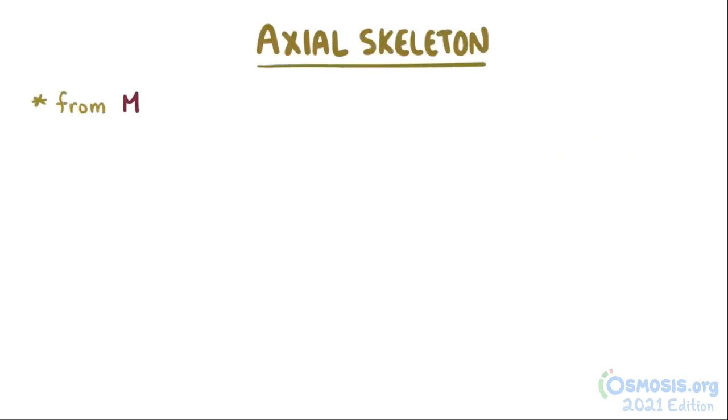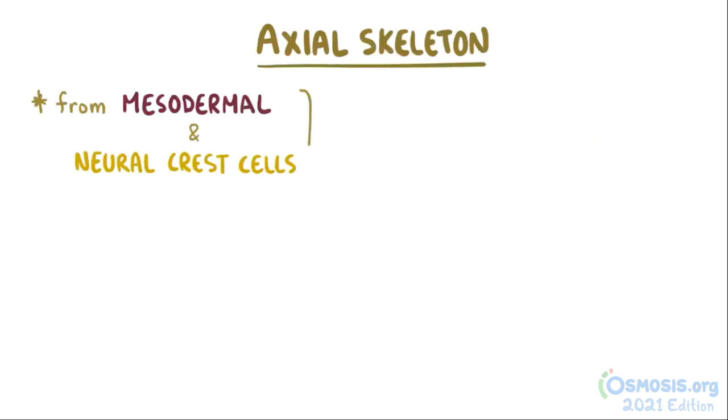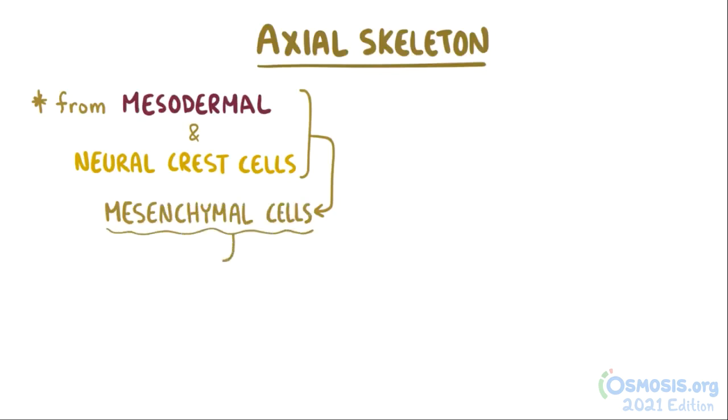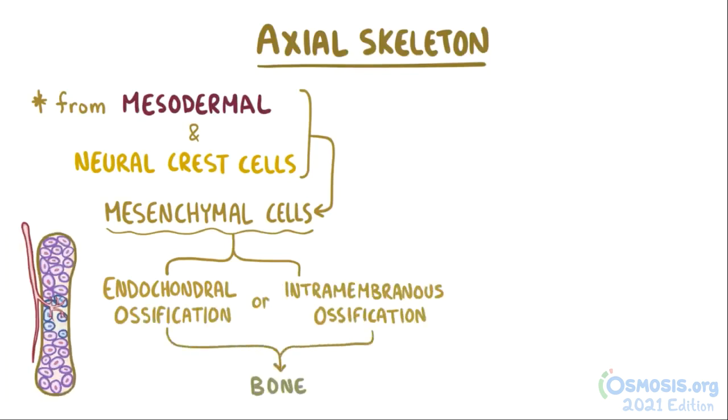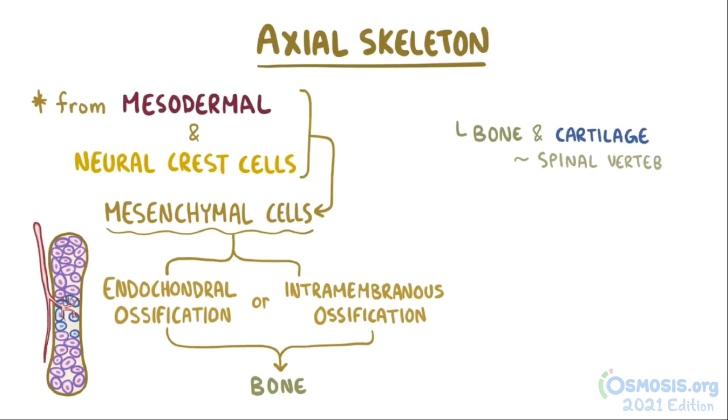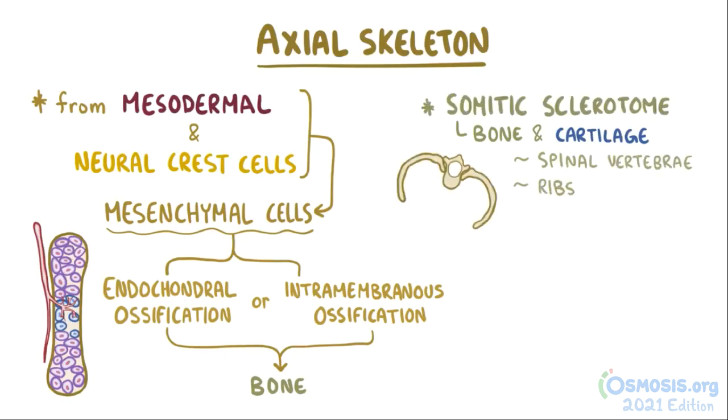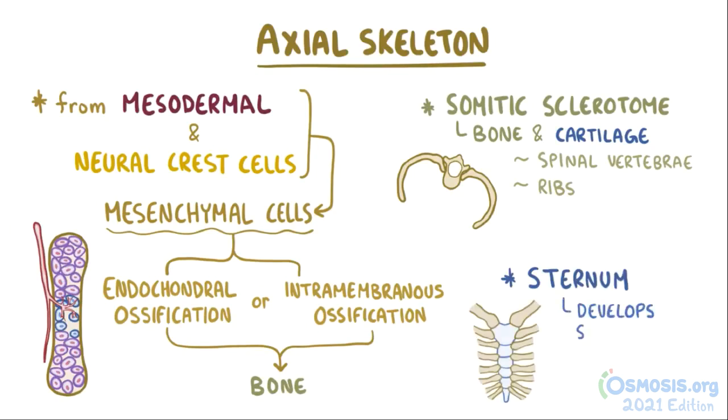Alright, as a quick recap, the axial skeleton arises from mesodermal and neural crest cells, which turn into mesenchymal cells. Mesenchymal cells then give rise to bone, either through endochondral ossification or through intramembranous ossification. The bones and cartilage of the spinal vertebrae, as well as the rib cage, derive from the somitic sclerotome. The sternum develops separately from the rest of the rib cage, emerging from parietal mesoderm in the embryo's ventral body wall.